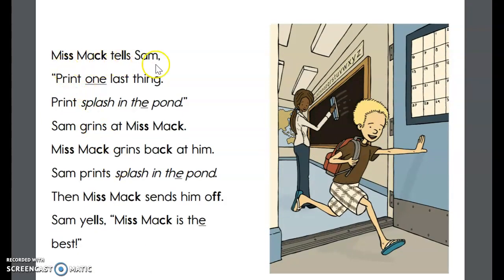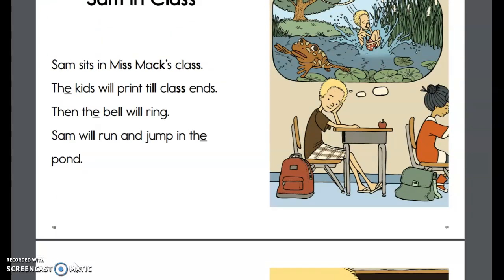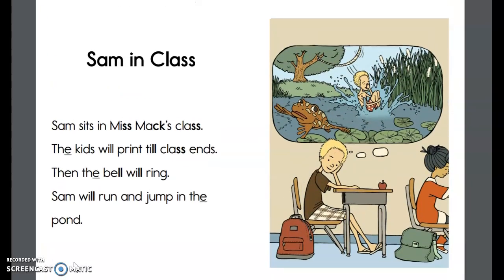Miss Mack tells Sam, print one last thing. Print splash in the pond. Sam grins at Miss Mack. Miss Mack grins back at him. Sam prints splash in the pond. Then Miss Mack sends him off. Sam yells, Miss Mack is the best. The end.